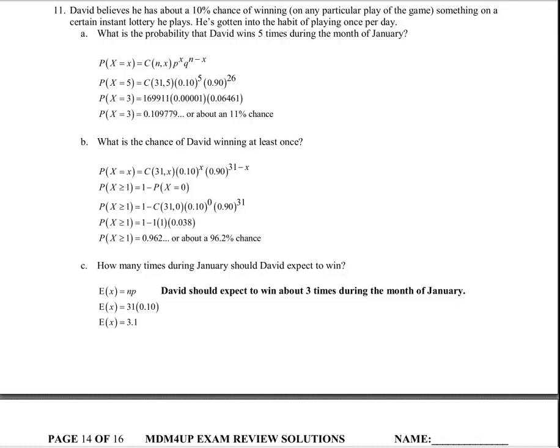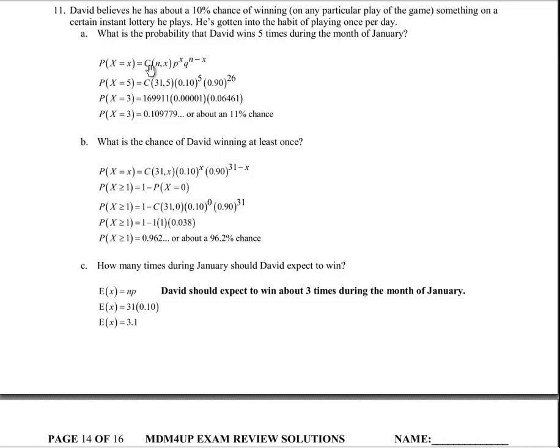So for question number 11, we're told that David believes he has about a 10% chance of winning on any particular play of the game, an instant lottery he plays, and he's gotten in the habit of playing once per day. So you're asked, what's the probability that David wins 5 times during the month of January? Well, this 10% chance of winning, we would define as the probability of success. So P would be 0.10 or 0.1. Then Q would be 0.9.